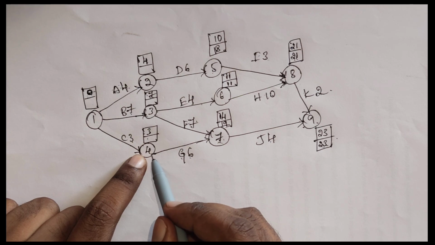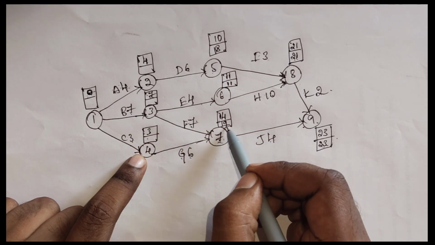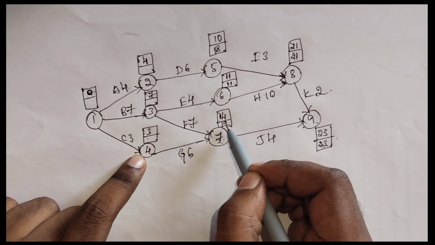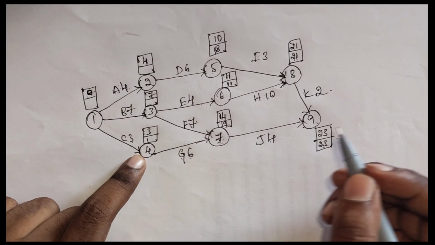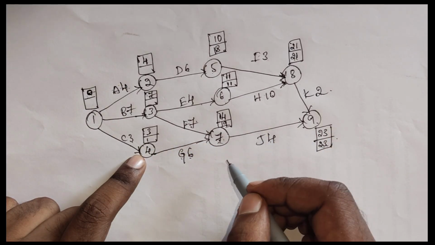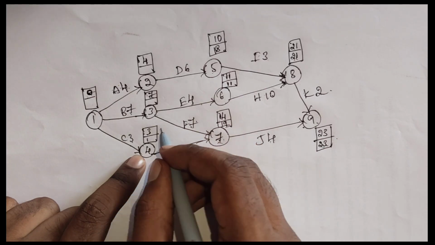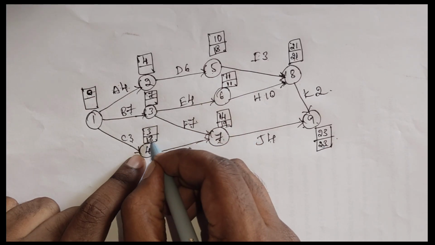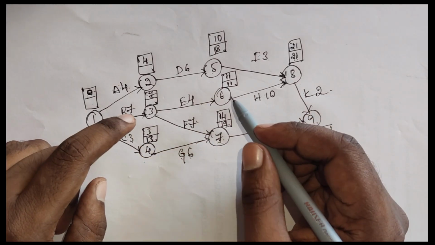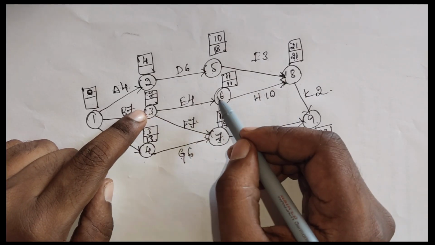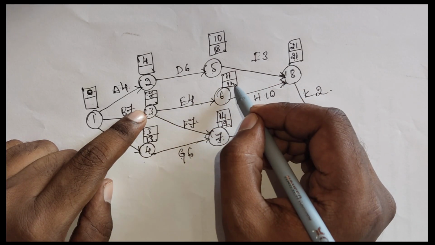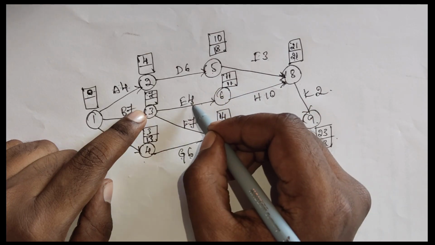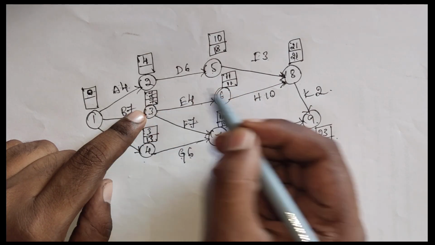Here we have the 4. For 4, the duration is 6 and the latest finish is 19. 19 minus 6 is going to become 13. Yes, then next move to the 3. So for 3, we got duration 4 and the latest finish is 11. 11 minus 4 is going to become 7.